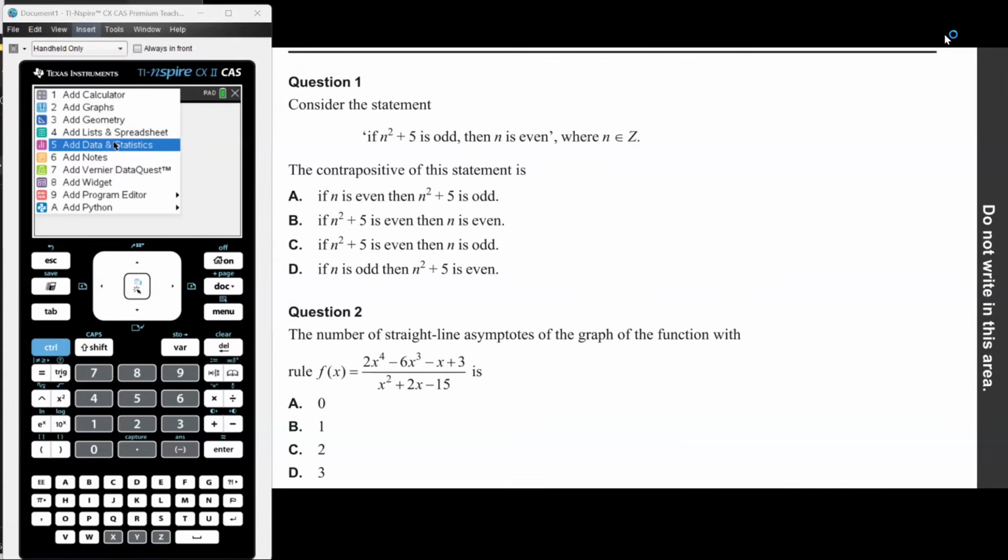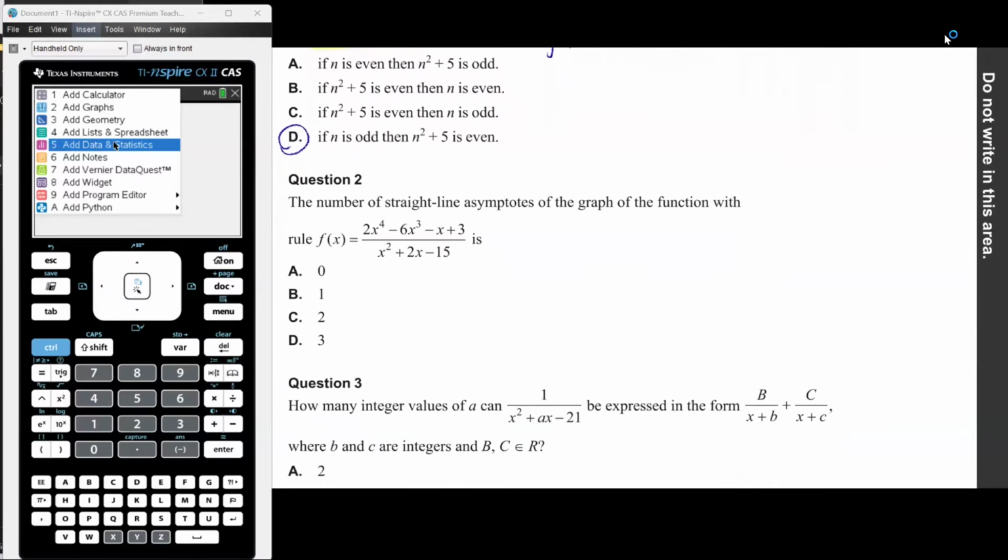Consider the statement: if n squared plus 5 is odd, then n is even. The contrapositive of this statement. The negation of the conclusion is n is odd. That is your if. Then n squared plus 5 is even, for n belongs to Z. So we choose option D.